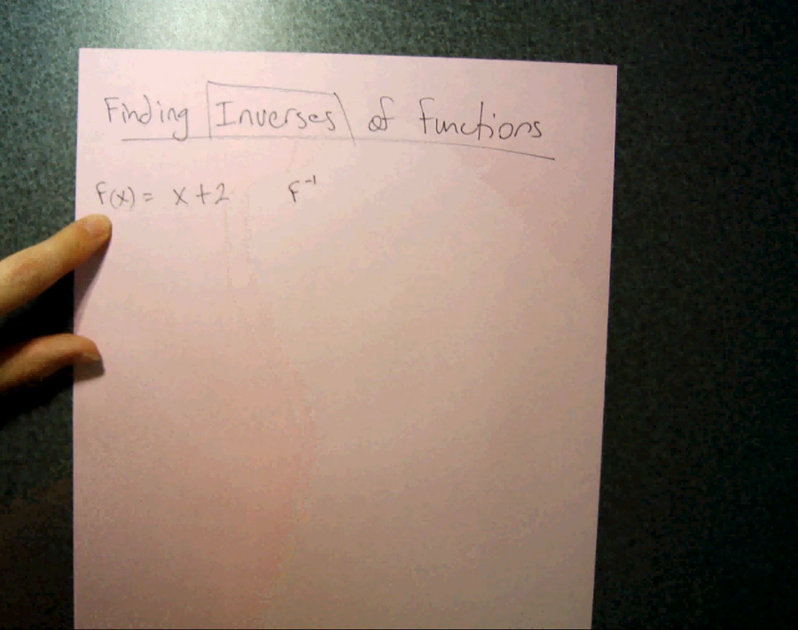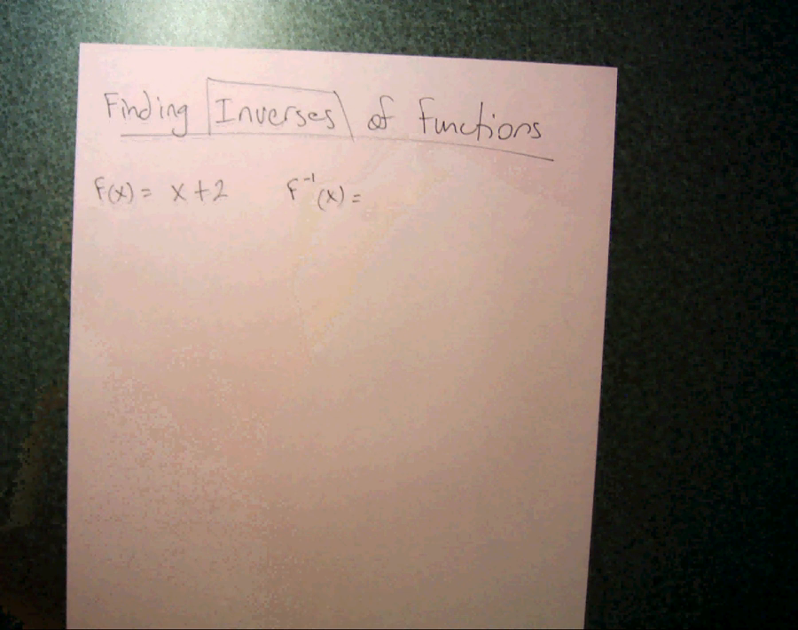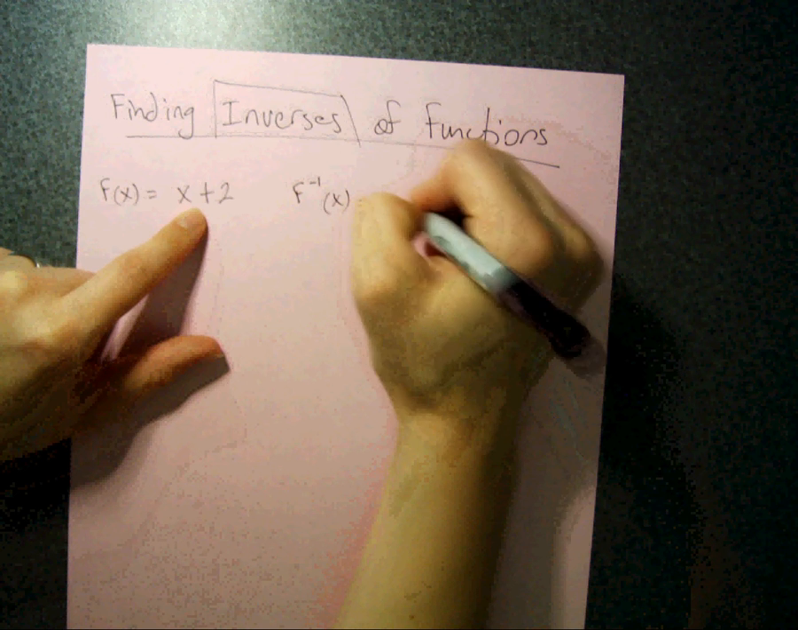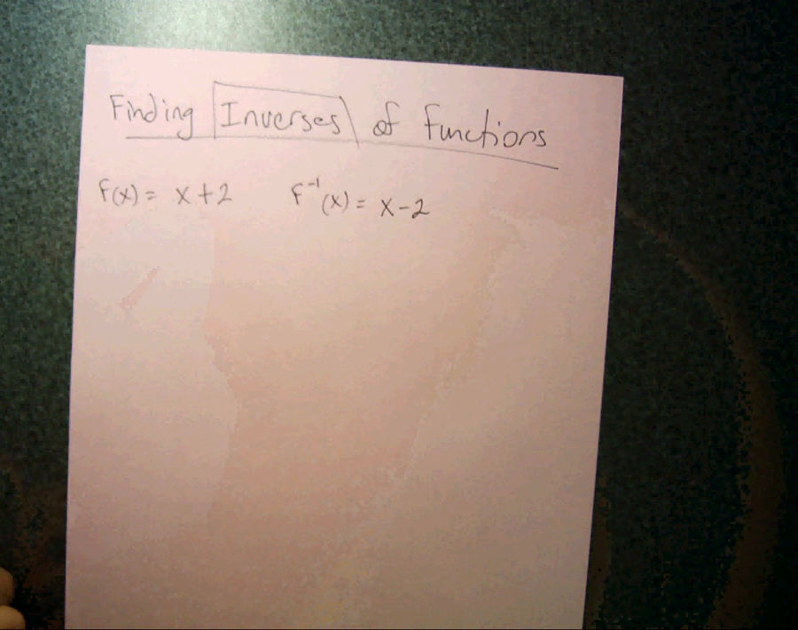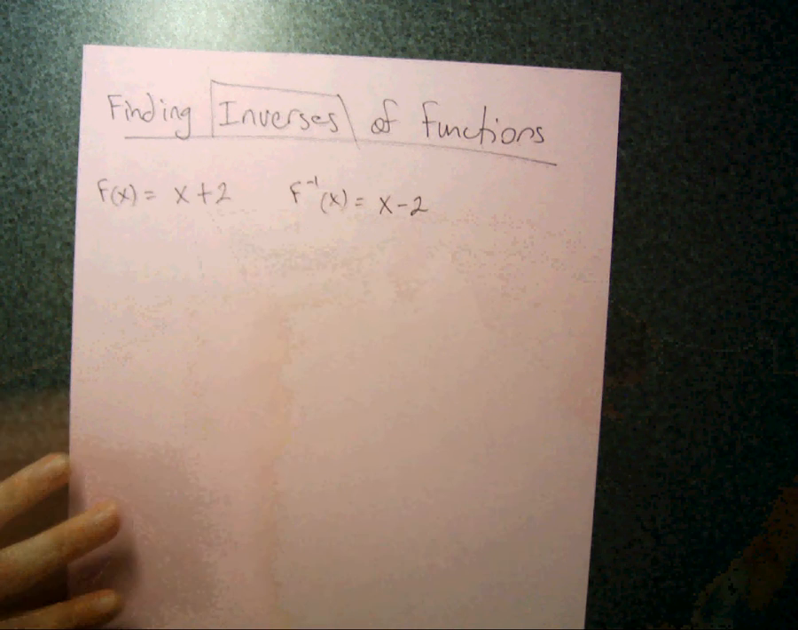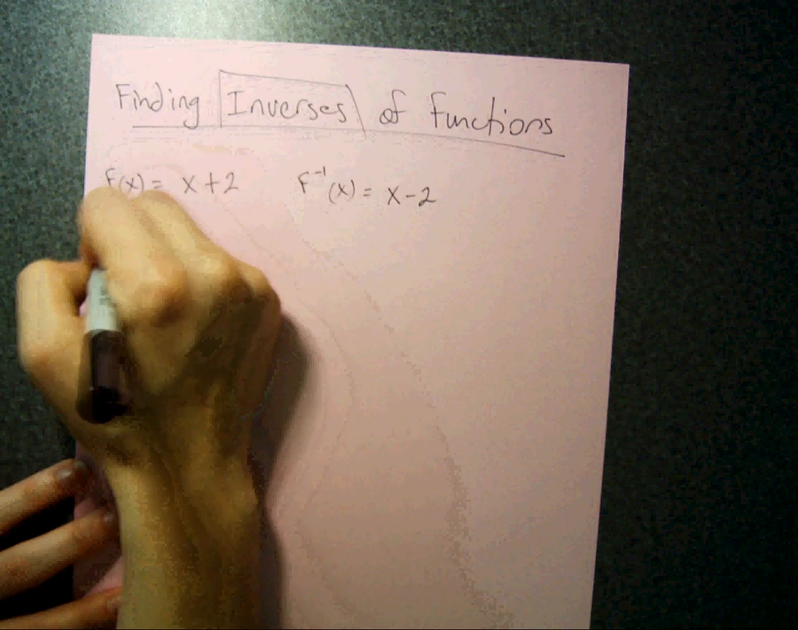That means f inverse of x. The inverse is going to undo what the other function did. So this function added 2, so the inverse will just subtract 2. Of course, it gets a little more complicated than that, but if you just keep this in mind the whole time, then it makes it quite simple. So let's look at another example.